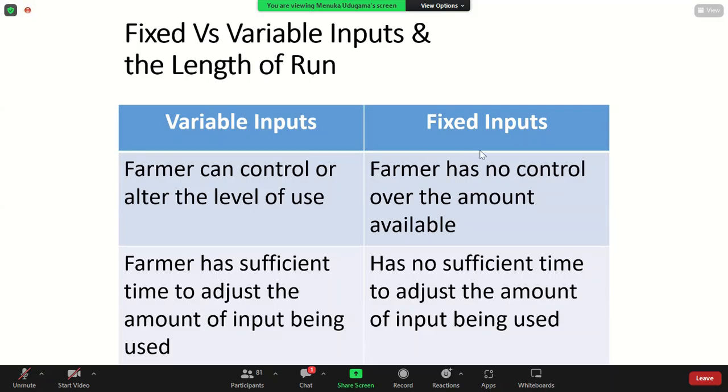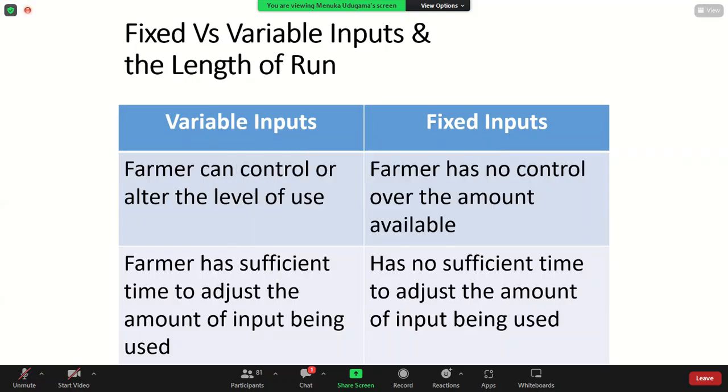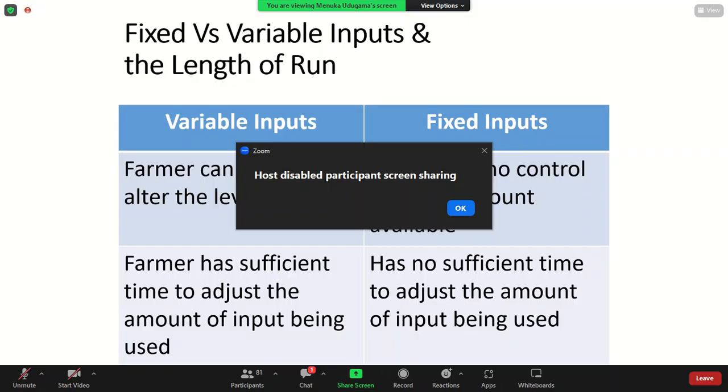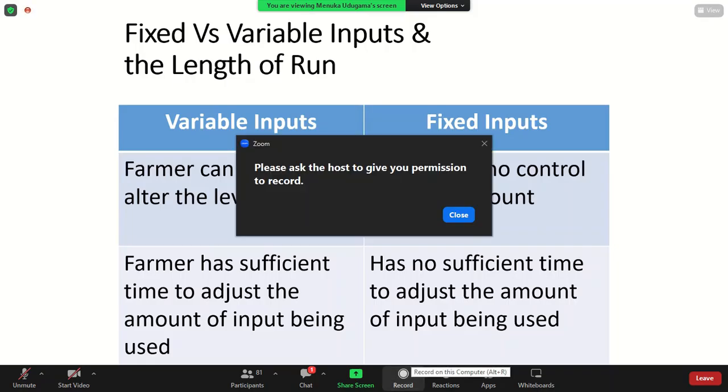Recording in progress. So we were talking about the two types of inputs, variable and fixed inputs. So we categorize in terms of the length of the period, right? Long run or short run. So we said that, for example, a variable input, a farmer has control over. A farmer can vary the amount of variable inputs in the short run. For example, fertilizer, labor, water.